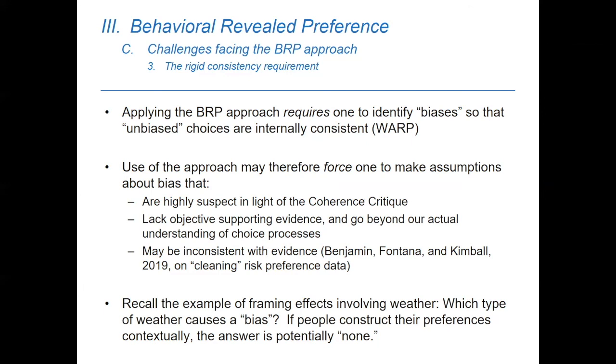I think the important thing to realize is that if we take the coherence critique seriously, then when you ask the question, which frame causes a bias, in the context of the weather example, which weather causes a bias? If people are constructing their preferences contextually, the answer may be none. It may be that all of those choices are true judgments, which the individual simply makes in different contexts because they're constructing their judgments differently. It may be that those conflicting choices simply represent different judgments which people make in different circumstances, and all of them are equally valid.